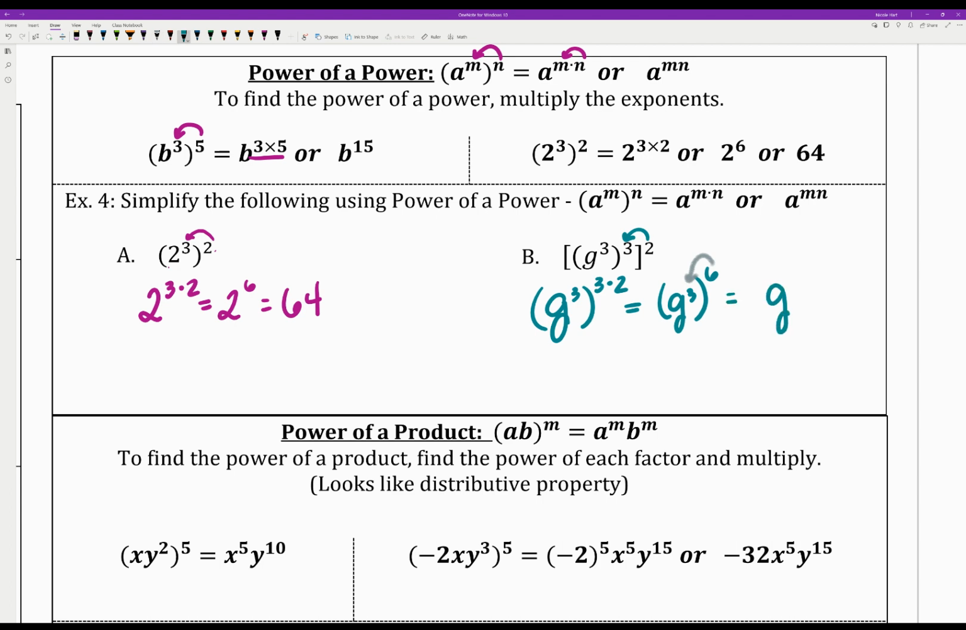So we have g to the power of 3 times 6. 3 times 6 is 18. So g to the power of 18 is our final answer for our last power of a power example.